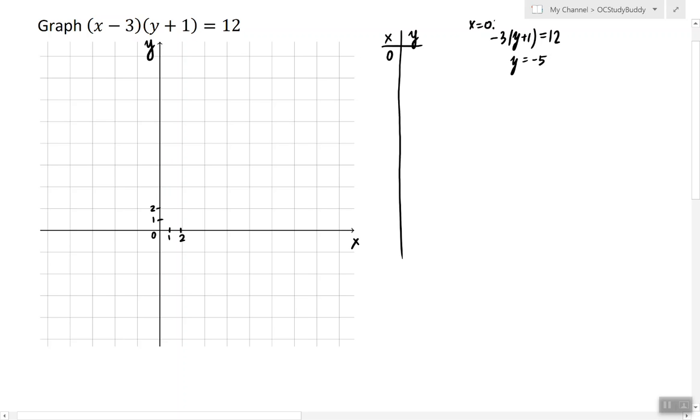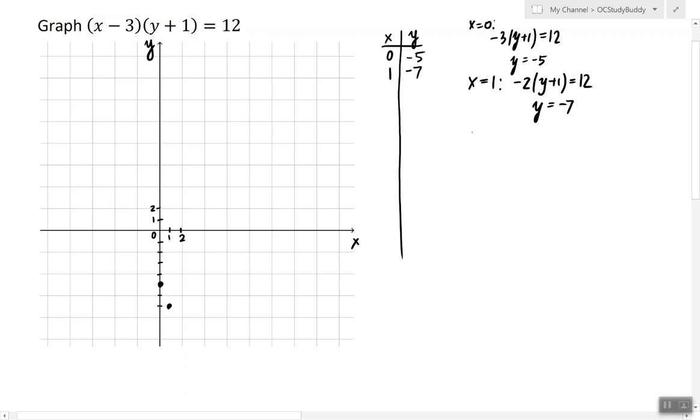So when x is equal to 0, y is equal to negative 5. 1, 2, 3, 4, negative 5. So here's the point on the graph. When x equals 1, then the equation for y looks like this, and solving it for y gives us negative 7. So at 1, y is negative 7.